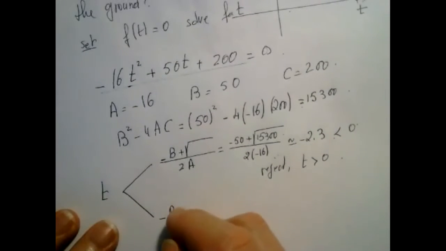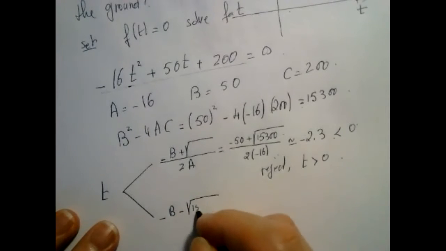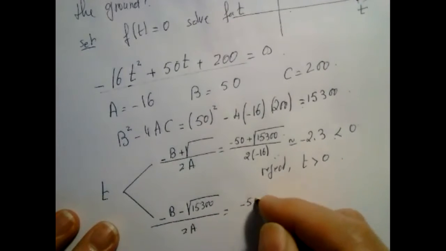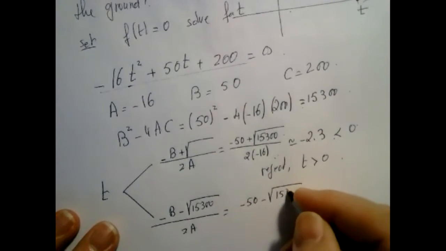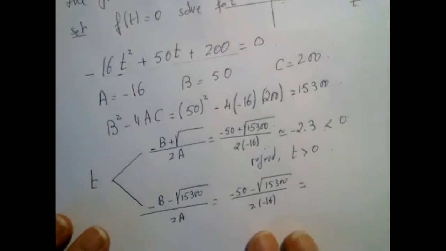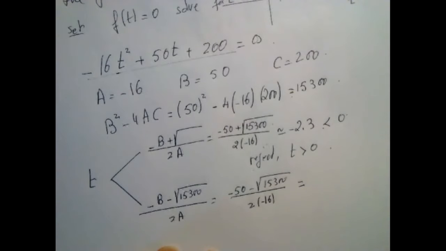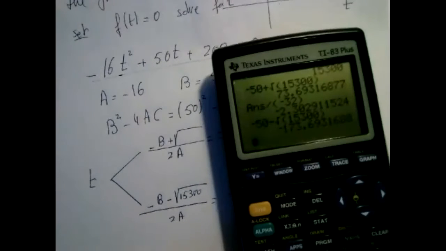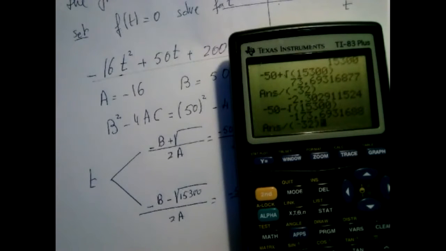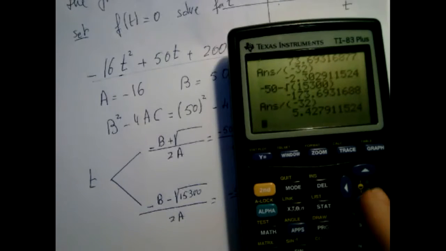The other one is going to be minus b minus the square root over 2a. It means minus 50 minus the square root divided by 2 times minus 16. Again, I have to evaluate this, unless some of you did it already and can help me with the answer. So again, I did the same thing, minus 50 minus the square root. I divided this by the denominator, which is minus 32. And I get 5.42.